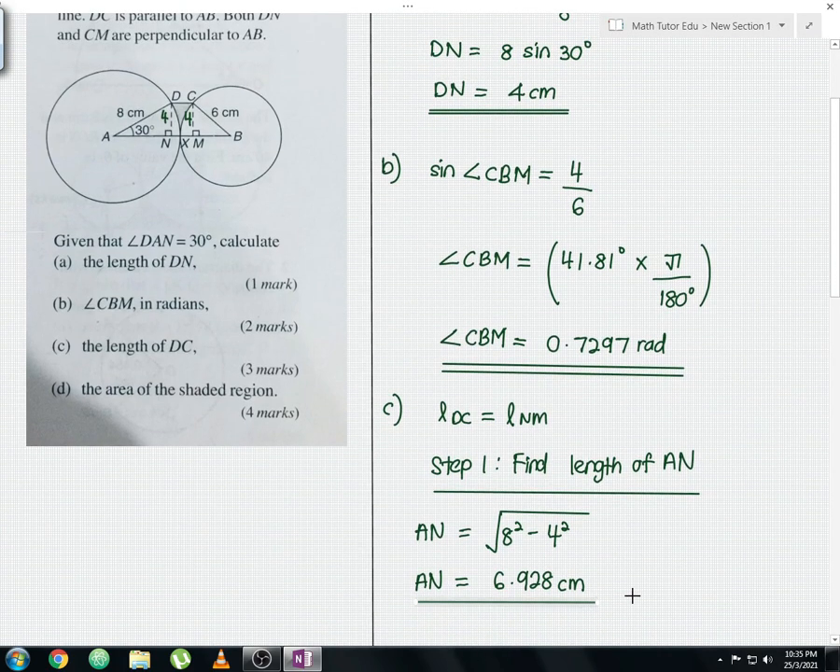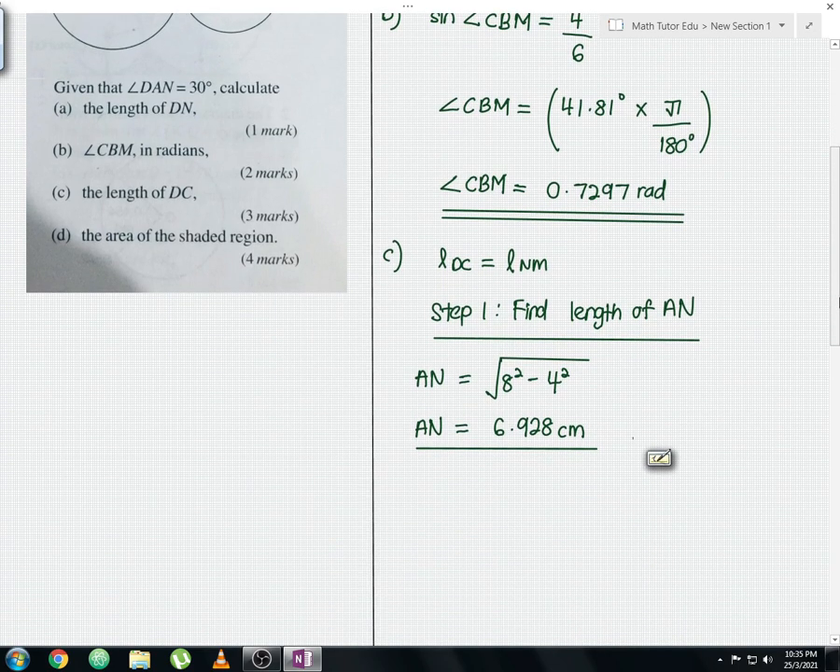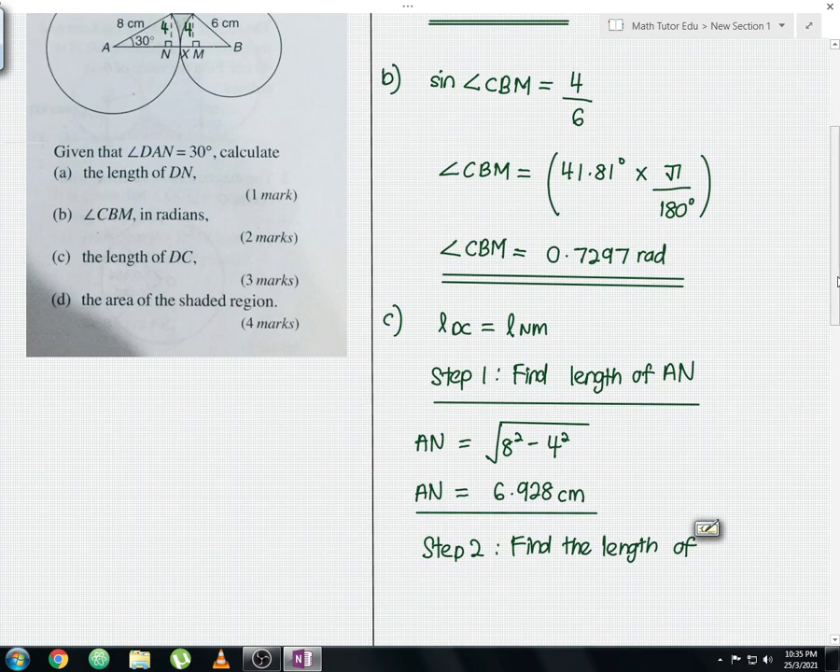I hope my explanation clears you till now. Once we're done with the length of AN, the next step is we're going to find the length of MB. Let me write down the working here. So step 2, find the length of MB. Let me underline this.